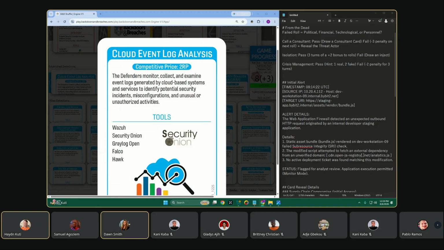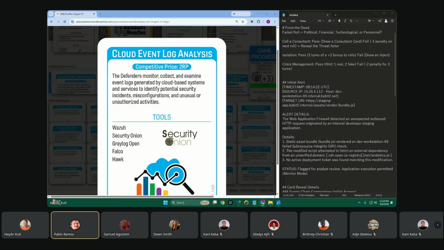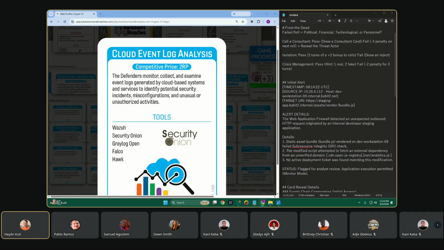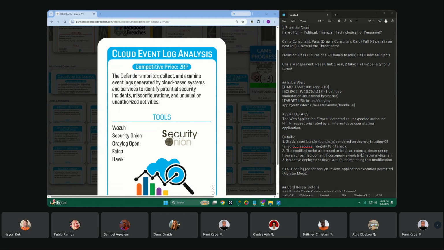Do you guys want to leave it up to a vote now? What's our third card? Sequence of events analysis. Can we look at that card? Isn't that endpoint? Sorry, Pablo, I just wanted to see that other card real quick.